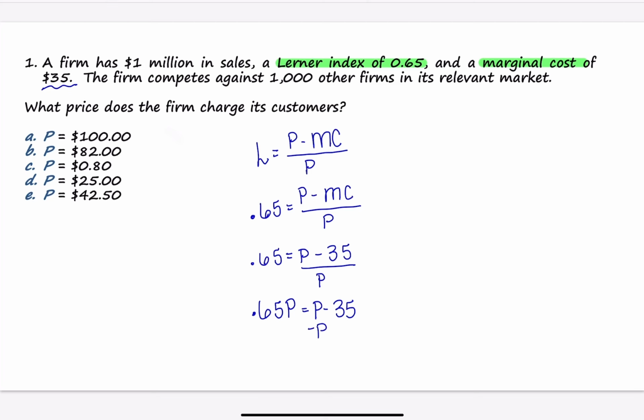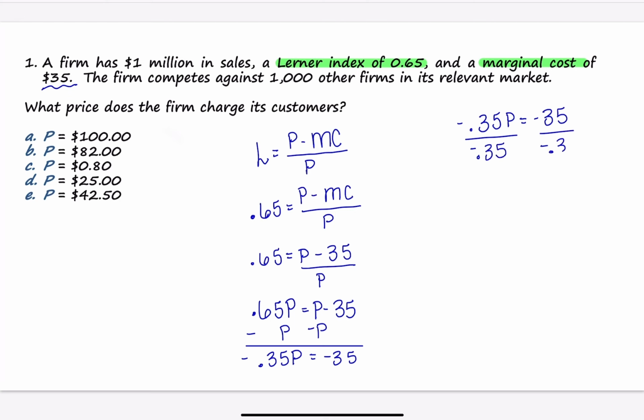Subtract a P from each side, and we'll get negative 0.35 P equals negative 35. Divide both sides by negative 0.35. And we get P equals 100, so our answer is A.